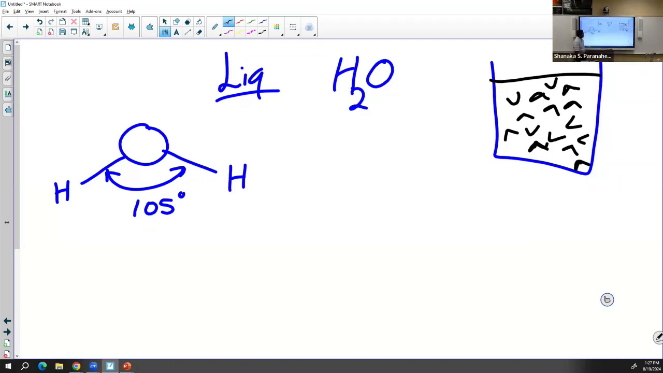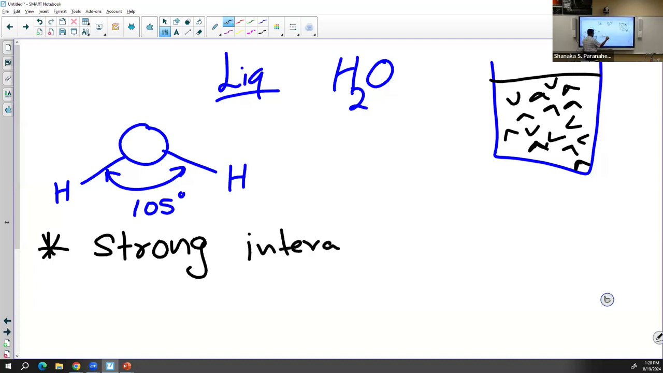Again, you can see these molecules, those are the particles, and they are close to each other. Therefore, there are some strong interactions between particles. It is not as strong as in a solid, but it's strong. The strong interactions between particles.